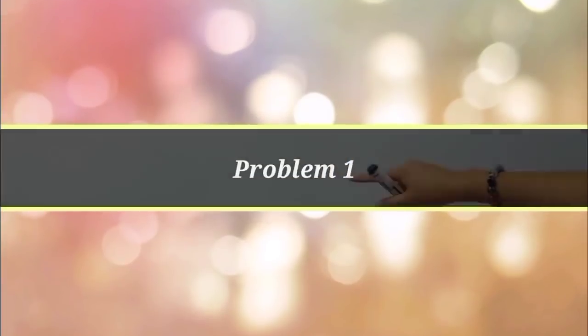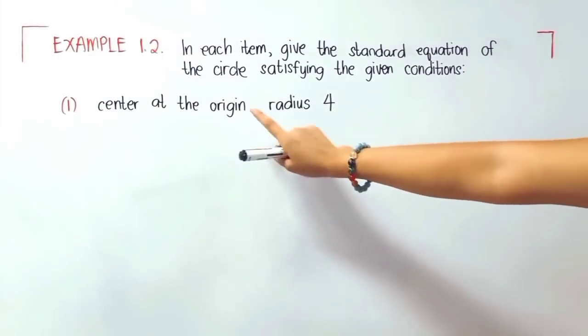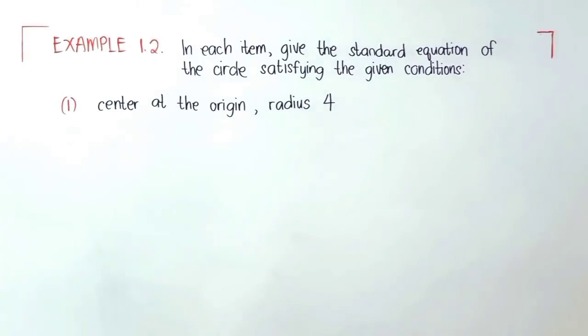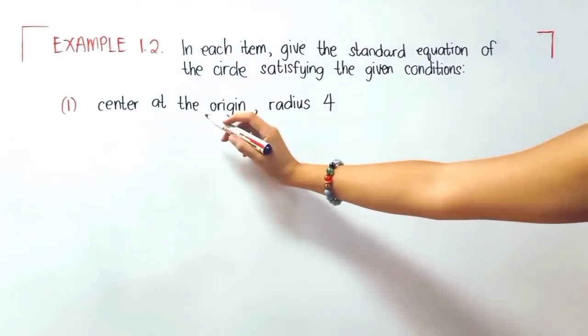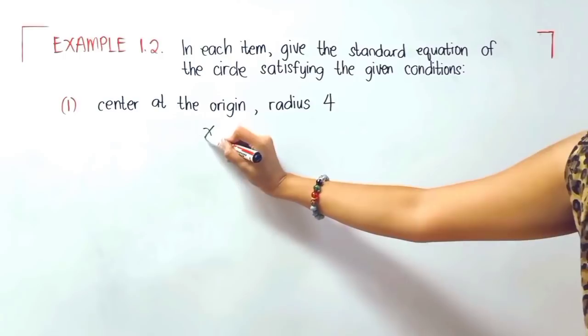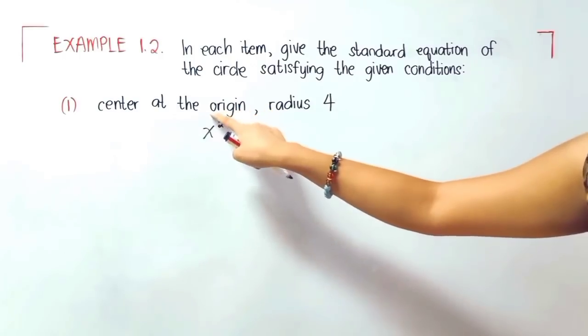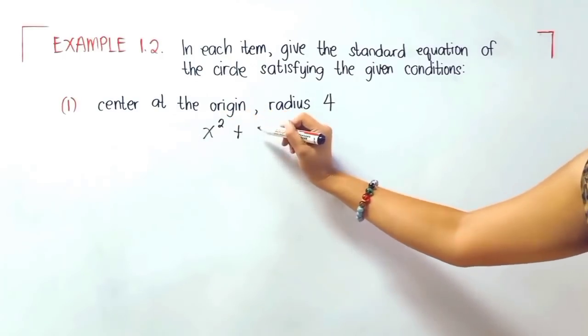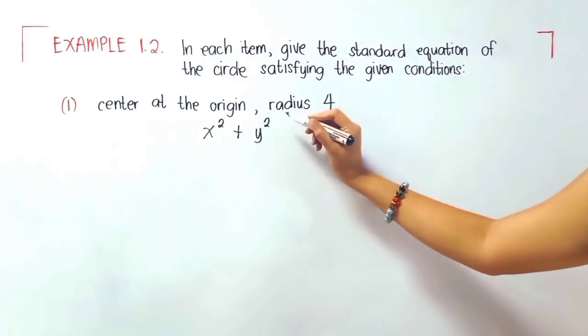Let's have problem 1. Center at the origin, radius 4. Since the center is at the origin, we will be using x squared plus y squared is equal to r squared.